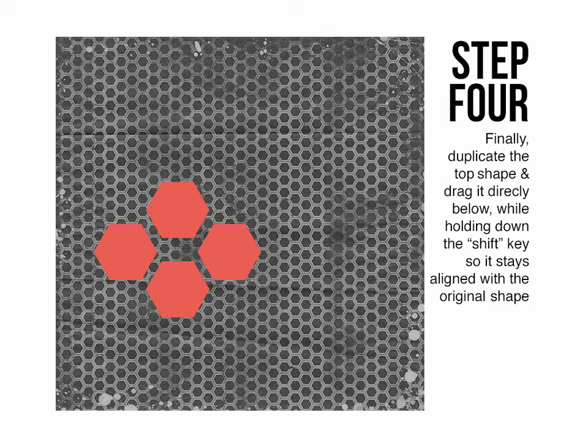Finally, duplicate the top shape and drag it directly below, holding down the Shift key so that it stays aligned with the original shape. You will notice that the shapes in my example are not evenly spaced. You can continue to nudge your shapes around with your arrow keys until the spacing between them is to your liking, and then repeat this process again until you're happy with the cluster. This really is a trial and error part of the process, and everyone is going to be happy with different spacing between their shapes, so feel free to play.